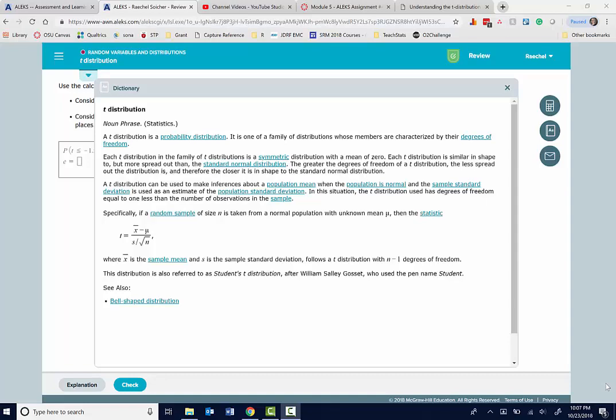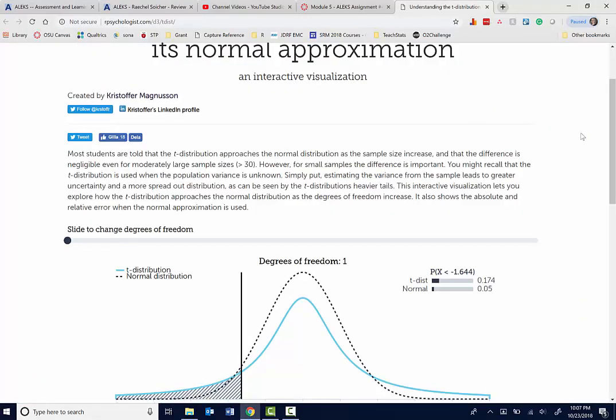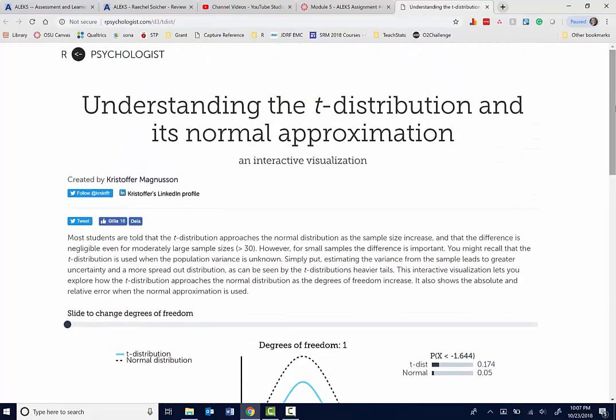and this is really just to express the uncertainty that we have in this sampling distribution. Okay, so I have this website, and while I have your attention, I might as well talk to you about it. This website from our psychologist is about understanding the t-distribution, and the idea is that if you increase your sample size enough, the t-distribution and the normal distribution are essentially the same. But as your sample sizes get smaller, the t-distribution gets fatter, if you will, and gets farther away from the normal distribution.